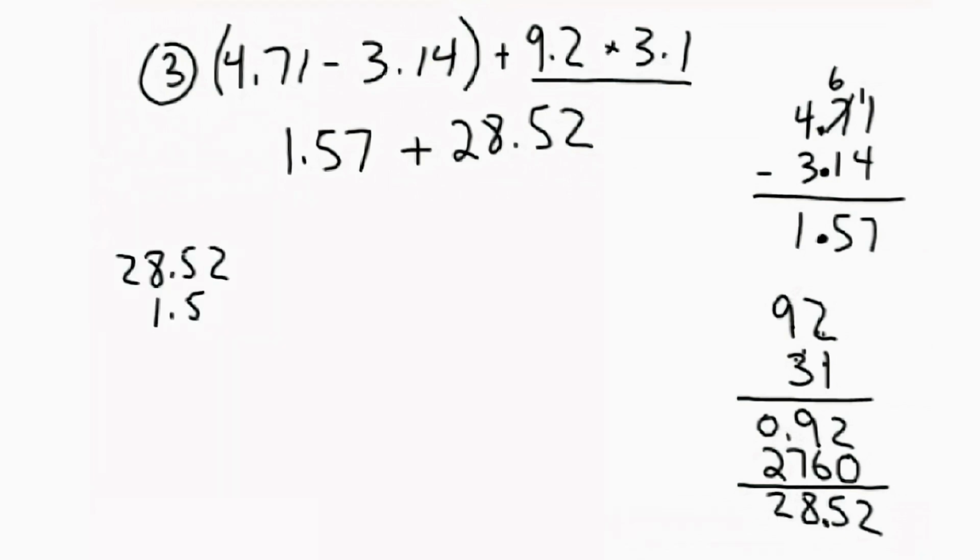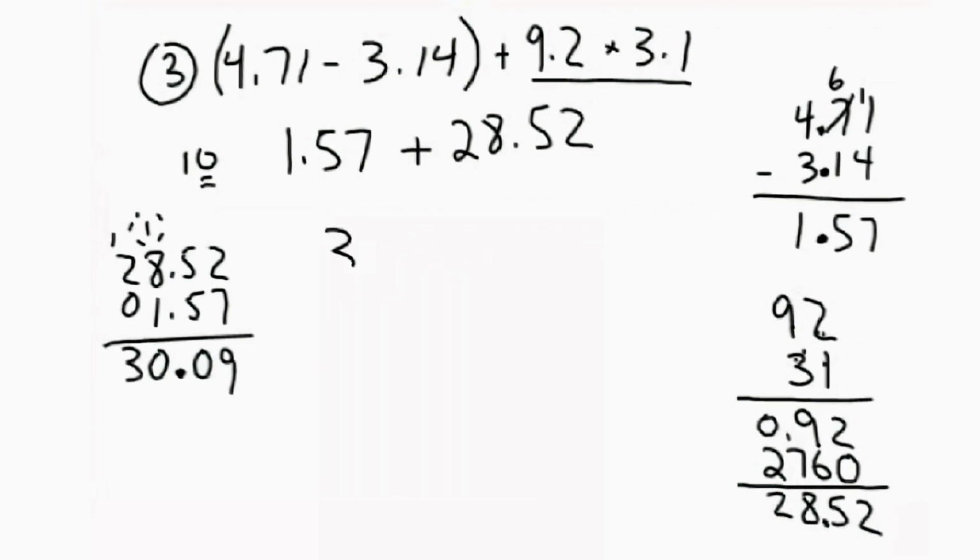And now I have to add 28.52 and 1.57. 7 plus 2 is 9. 5 plus 5 is 10, so I write the 0, I carry the 1 to the next column. 8 plus 1 is 9, plus the one I carried is 10. I write in the 0, carry the 1. 2 plus 1 plus 0 is 3. So I get a final answer of 30.09.